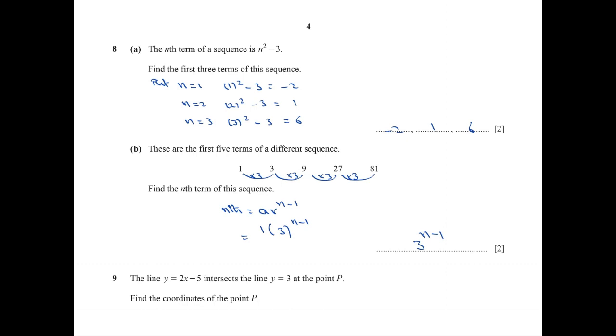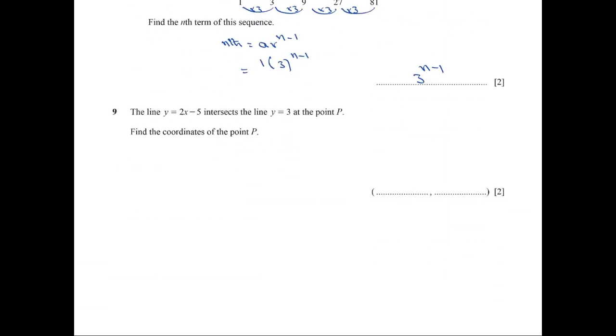Question number 9. The line y equal to 2x minus 5 intersects the line y equal 3 at the point P. Find the coordinates of P. We know the value of y is 3. We just have to find the value of x. 2x minus 5 is equal to 3. 2x is equal to 8. x is equal to 4. So the answer is 4, 3.